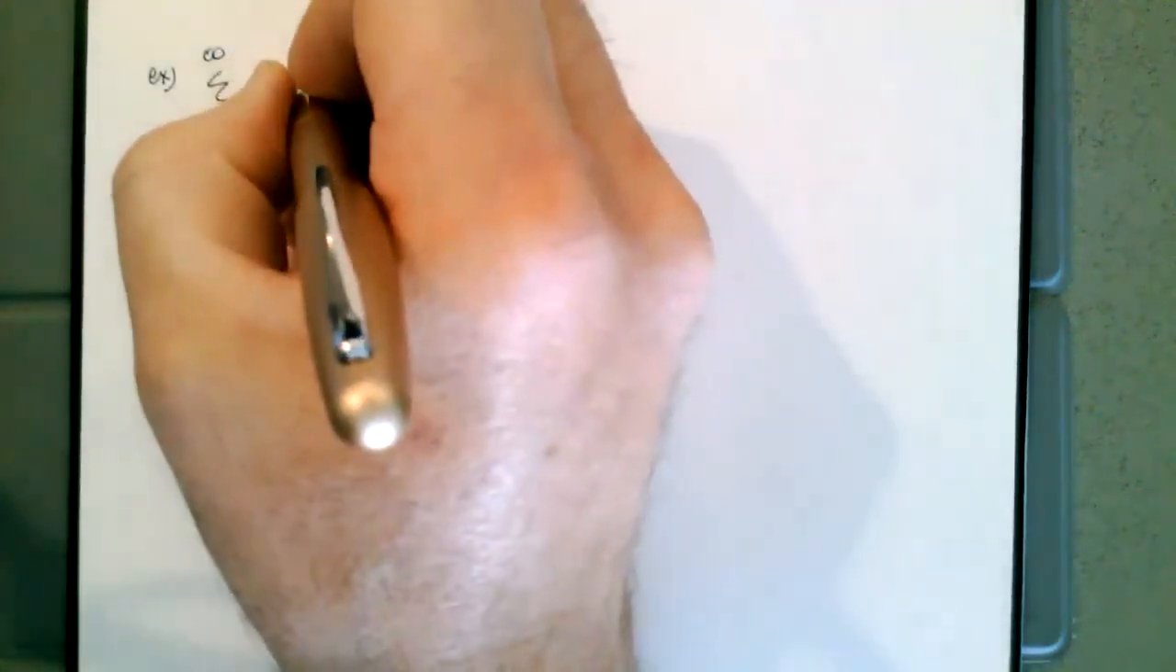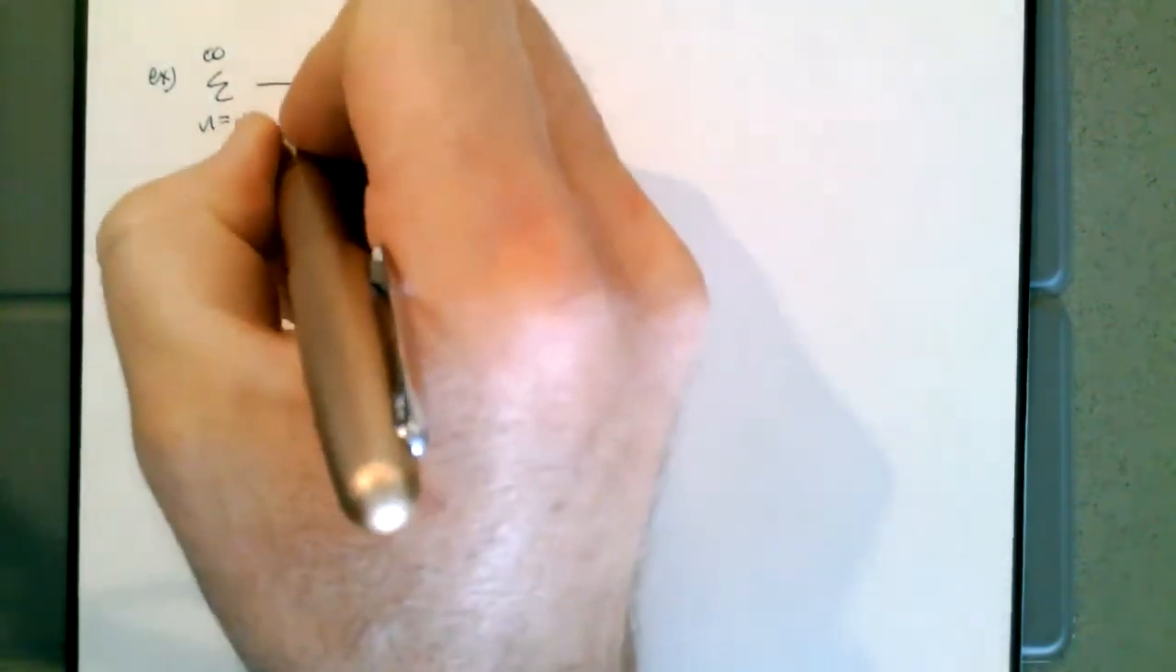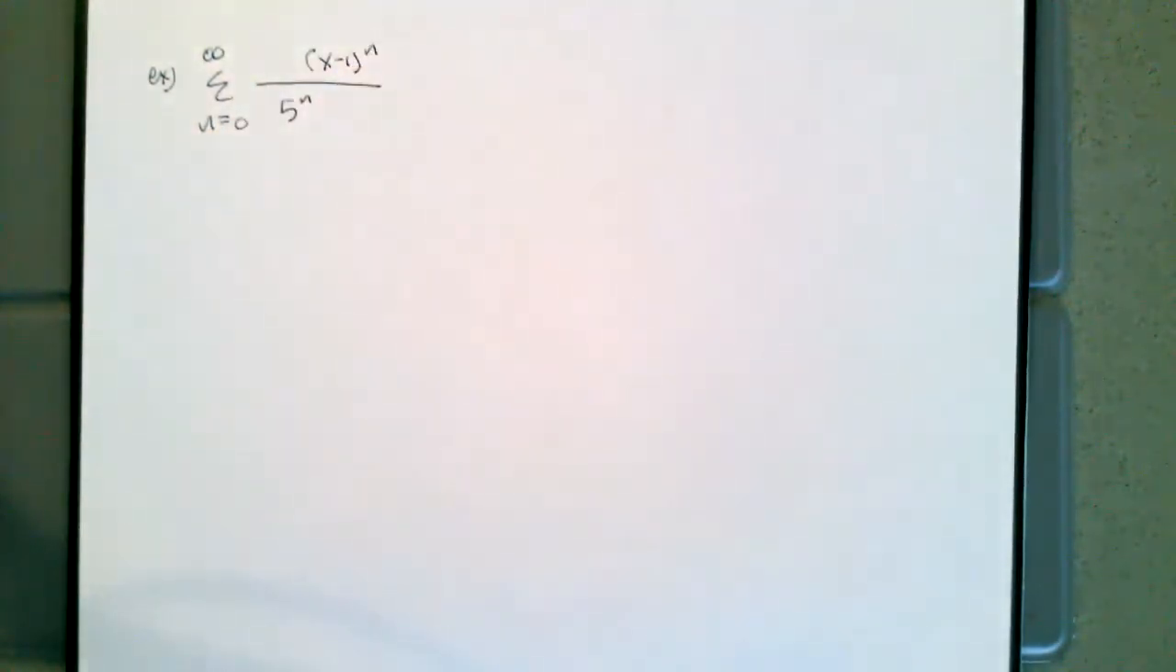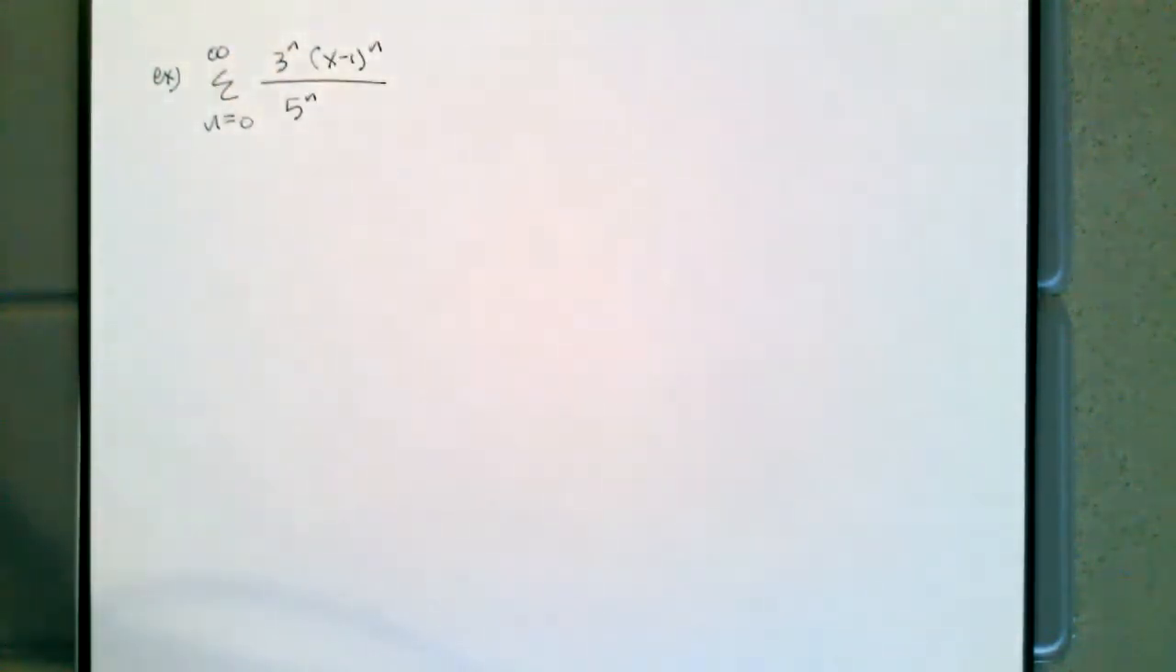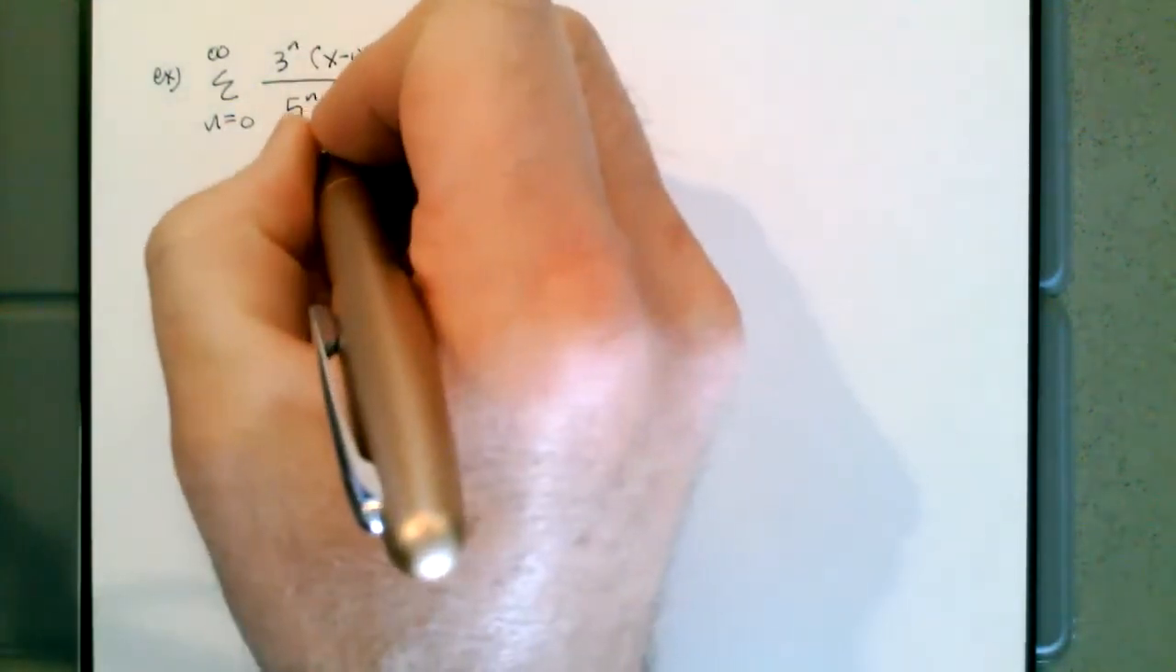So if I keep my (x minus 1) to the n, and I have a 5 to the n down here, right now the center is 1 and the radius is 5. And n squared down in the denominator gave us both endpoints. And then we'll have a 3 to the n up here. So the 3 to the n is going to make our radius a third, because that's contributing to the common ratio.